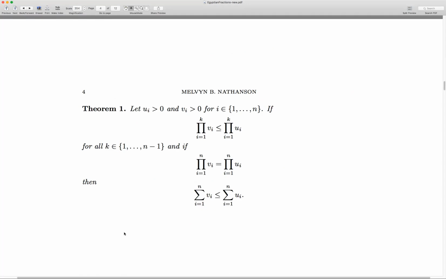And what's interesting is it says absolutely nothing about the symmetric group, about monomials, about symmetrization. It says the following. If you take positive numbers U1 up to Un and V1 up to Vn, and you have this inequality of the partial products for k going from 1 to n minus 1, and equality for all n numbers, then you have this inequality.